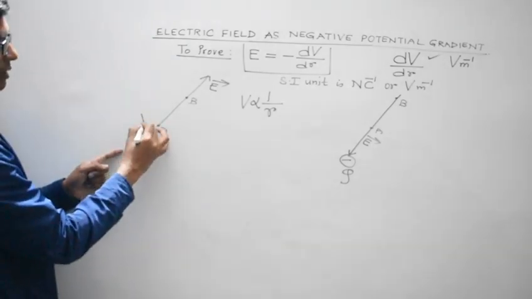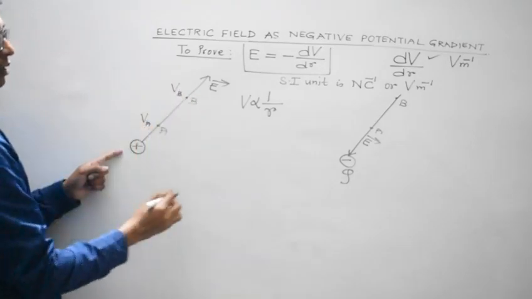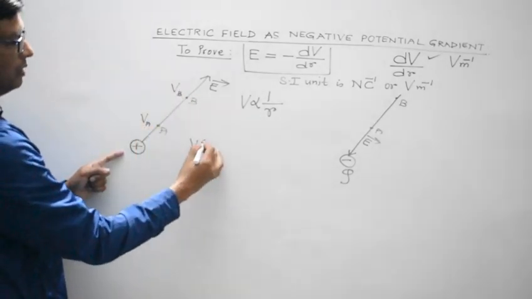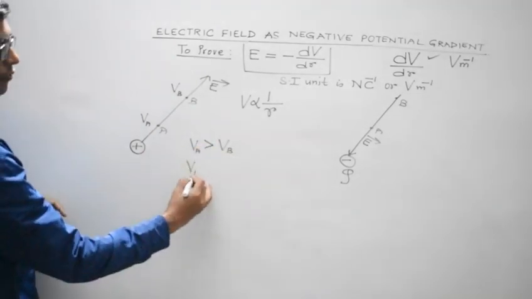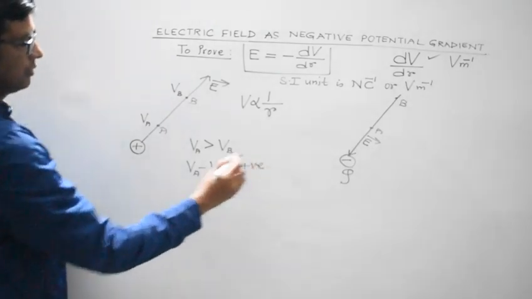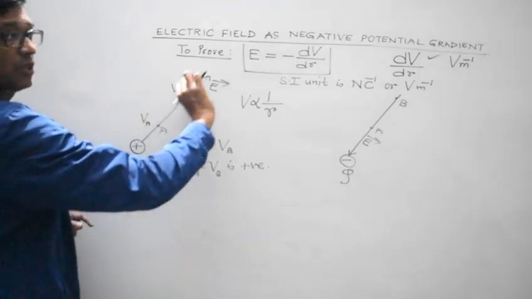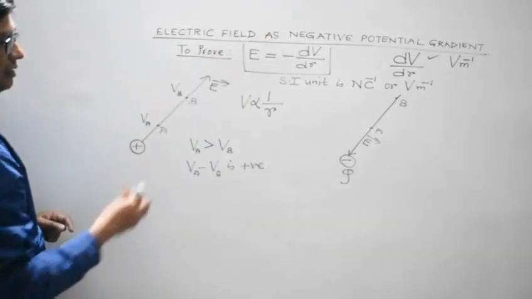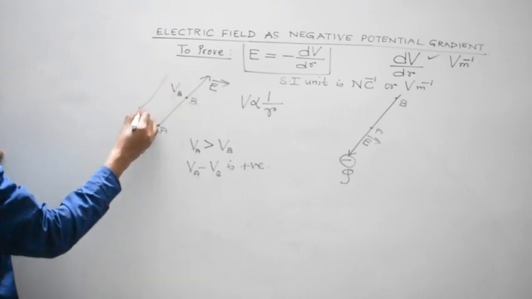So if I say here VA and VB, it will be positive. So VA would be greater than VB, or VA minus VB is positive. So in this direction potential is increasing, or rather in this direction potential is decreasing. This is the direction of increase of potential.